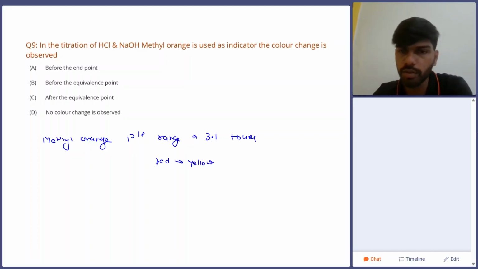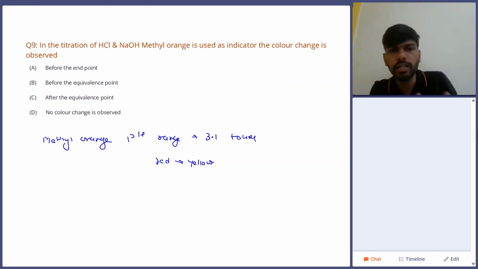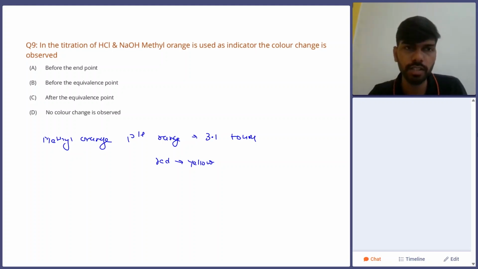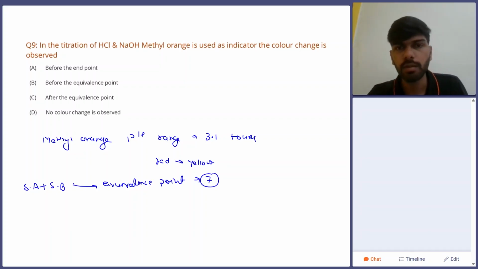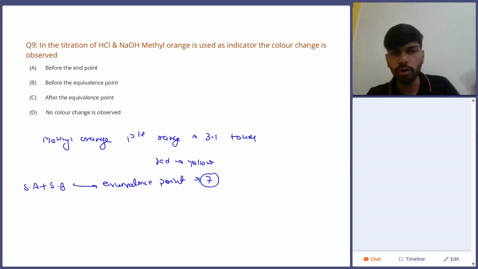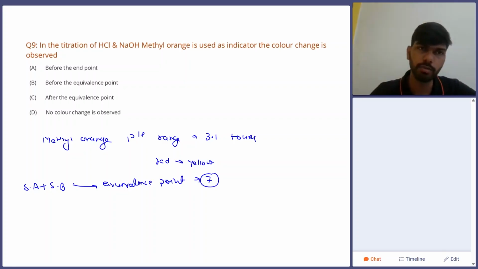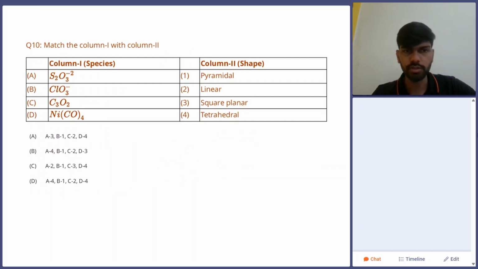If it is changing from red to yellow in the titration of HCl with NaOH, the equivalence point is at what pH? The point of equivalence that you are writing is 7 for a strong acid plus a strong base. But since methyl orange changes color before reaching 7, the color change occurs before the equivalence point. So before the equivalence point is the right answer. Option B is correct. Next question.